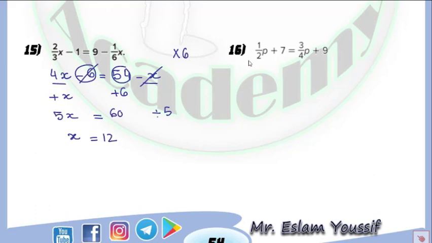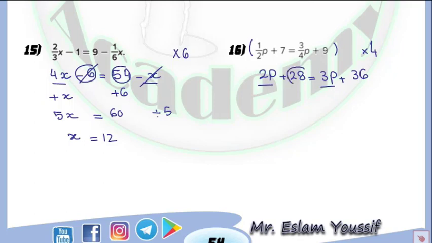In question number 16 we have the same. 1 over 2 p plus 7 equals 3 over 4 p plus 9. In this equation we have fractions and we can make the common denominator equal to 4. So just multiply all of the equation by 4. 1 over 2 multiplied by 4 equals 2p, 7 times 4 equals 28, equals 3 over 4 times 4 equals 3p. 9 times 4 equals 36. Now we can solve the equation.